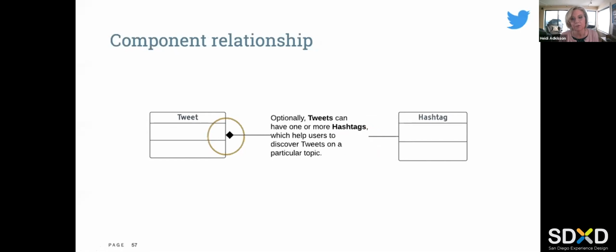A component relationship is a type of dependency relationship where one object is a component of another. So in our example here, hashtag is an important component of a tweet, and the concept of hashtag is completely dependent on the idea of tweet. So if you remove the concept of tweet from the system, the concept of hashtag necessarily goes away. This relationship is indicated by the filled-in diamond.